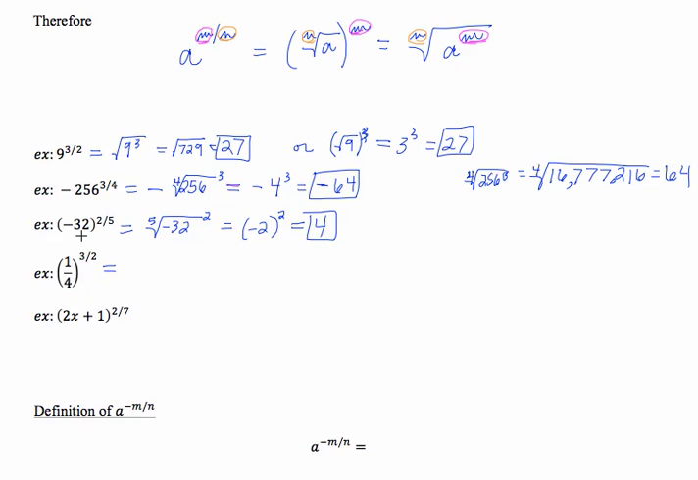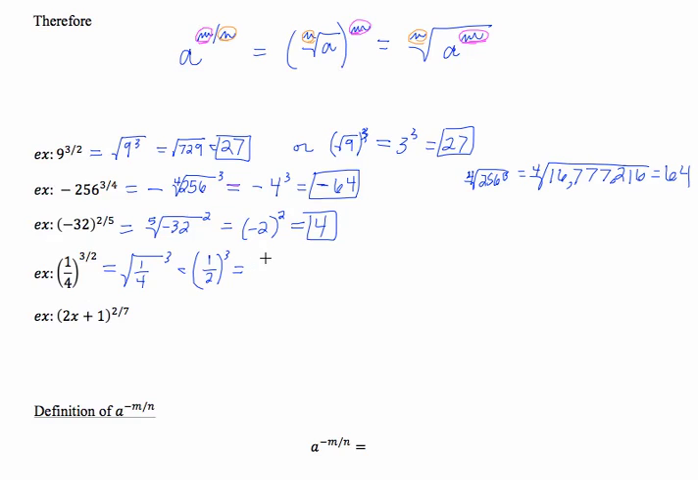Alright, we have 1/4 to the power of 3/2. So that would be converting this to a radical. We would have the square root of a 4th, all cubed. Now the square root of a 4th, you might ask what number squared equals a 4th? Well, thinking in terms of fractions, 1 squared is 1 and 2 squared is 4, so that would be a half. And that whole thing is cubed.